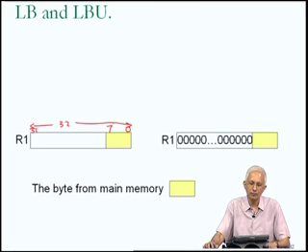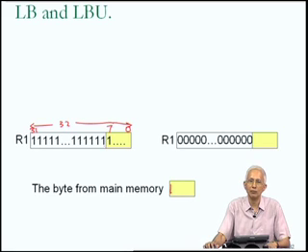The difference between the two is that load byte unsigned always fills the rest of the register with zeros, whereas load byte, the signed version, will fill the rest of the bits of the register in different ways depending on what the most significant bit of the byte loaded from memory is. For example, if the most significant bit of the byte that has been loaded from memory is a 1, as shown in the example over here, then the load byte instruction will fill the remaining 24 bits of R1 with 1s.